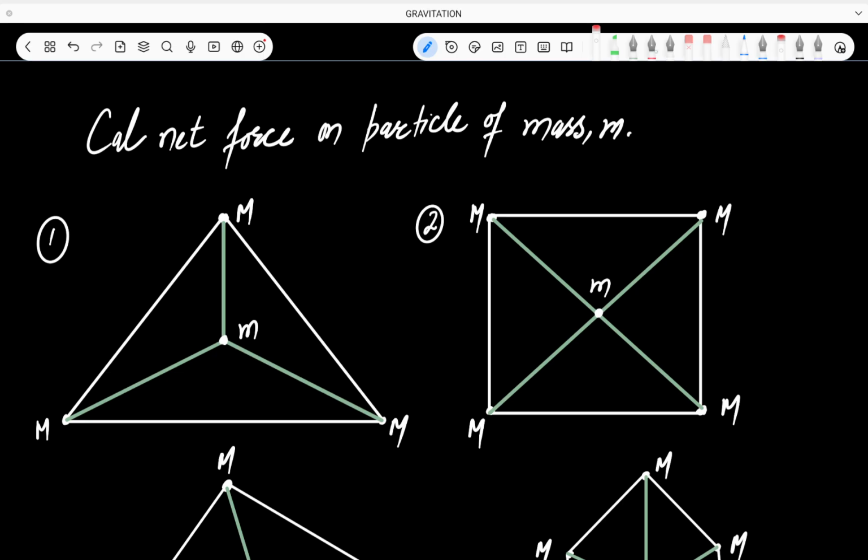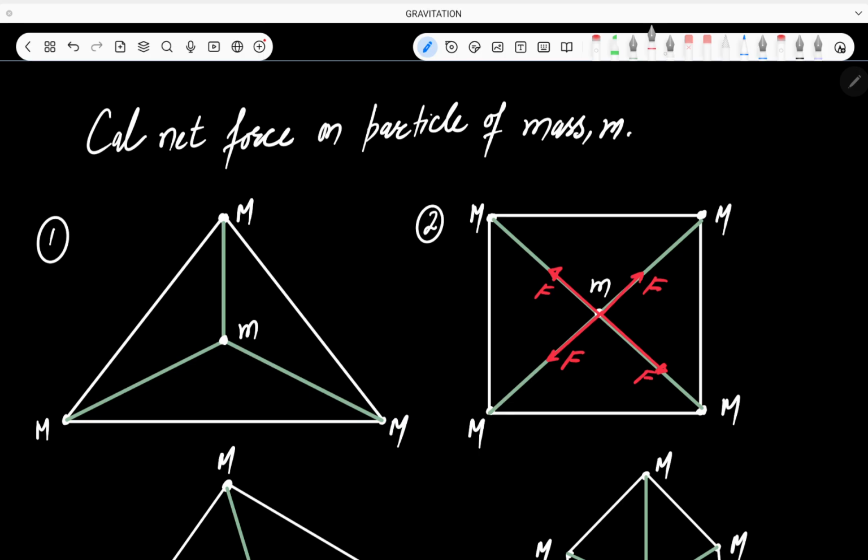That is 0, simply by symmetry. Have a look at this question. The force on this particle along this direction will be F, and the force along this direction will be again F. They are equal and opposite, so they will cancel each other, isn't it? Then the force number 3 on this particle is along this direction, which is F. There will be one more force along this direction, which is equal to F. Again, they will cancel in pairs, hence the net force will be equal to 0.